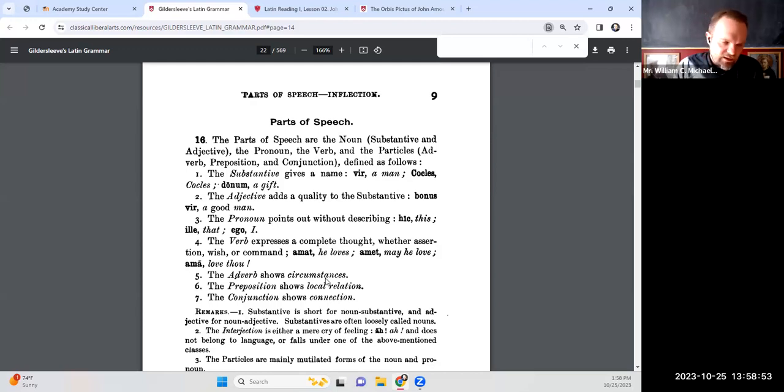So Article 16, if you struggle with identifying parts of speech, and we have evidence that some of you do, from your answers in the text chat, you might want to take some time and study Article 16 in Latin grammar.